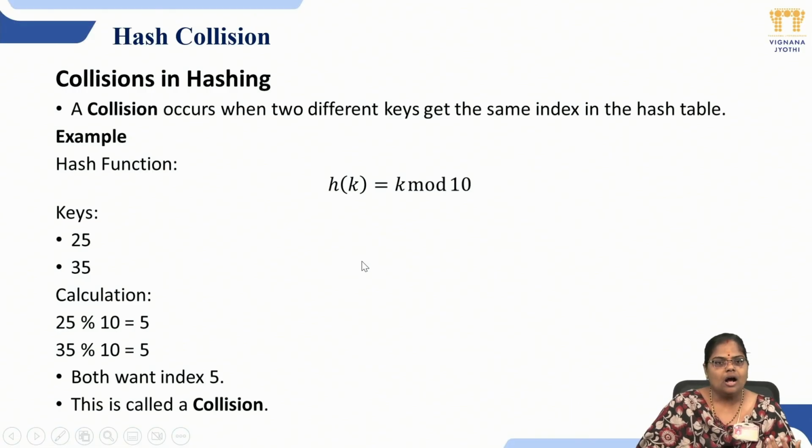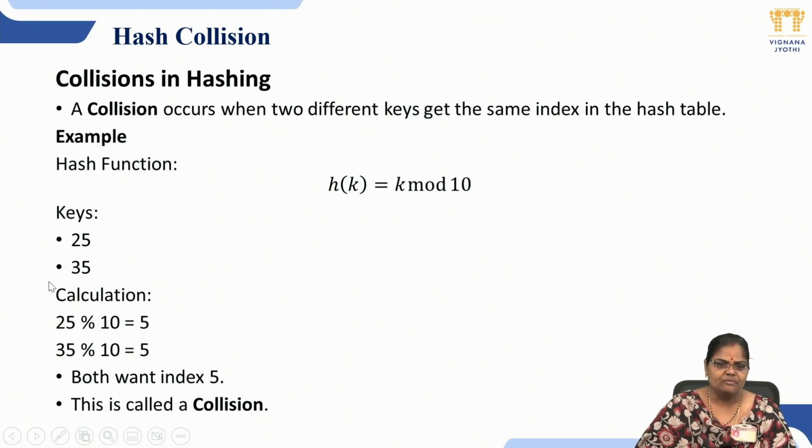Proceeding further, a hash collision. While we perform hashing by applying different hashing functions, when we obtain a hash index, during this process we may get a collision. A collision occurs when two different keys get the same index value in the hash table.